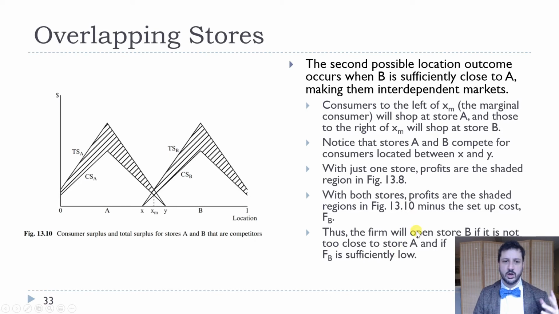With just one store, profits are the shaded area that we saw in the earlier figure. But with two stores, you have to think about the shaded area minus the setup costs. With the setup costs, you have to decide, is opening the second store going to offer enough profit? On our earlier picture, that's an easier question to answer because you can just get the total surplus from each store, add them up and compare.